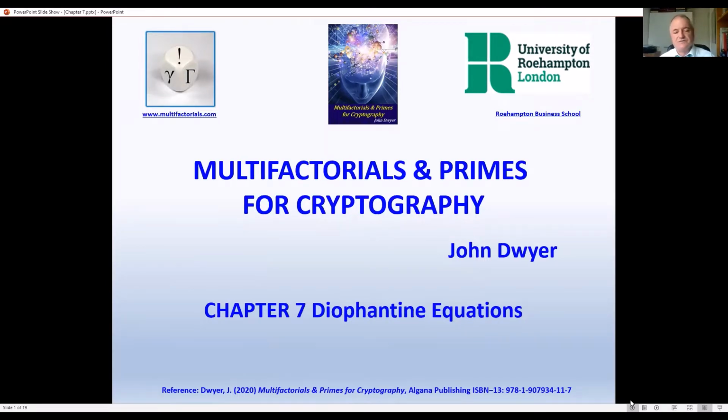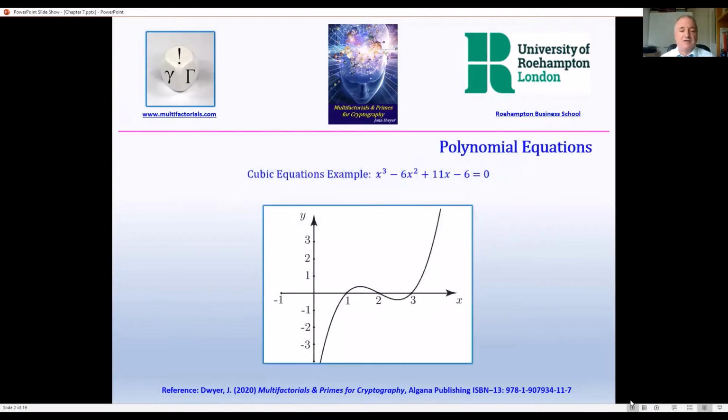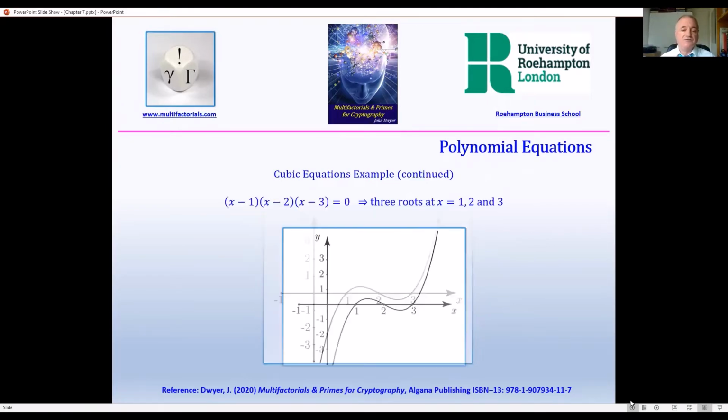Obviously in cryptography, we're interested in solutions of equations with integer, prime numbers, particularly large ones, and Diophantine equations help us with that. So here's an example of a polynomial, x cubed minus 6x squared plus 11x minus 6, and you can see that we have three roots. Could have seen this by factorizing, and x minus 1, x minus 2, x minus 3 are all factors of that equation. So x equal 1, 2, 3 are solutions.